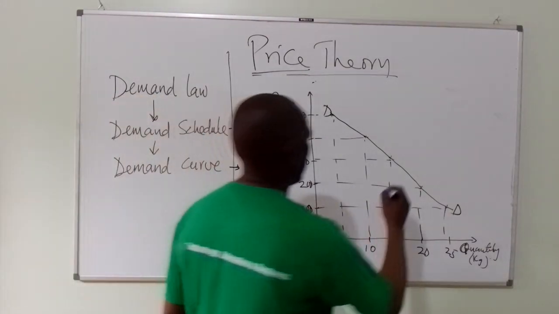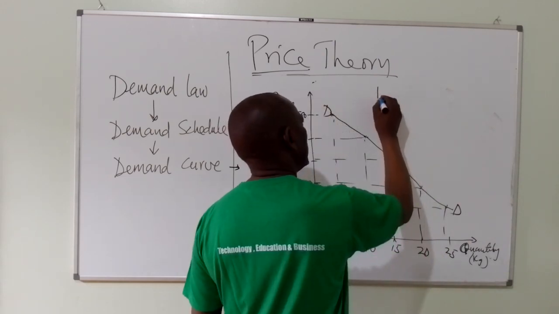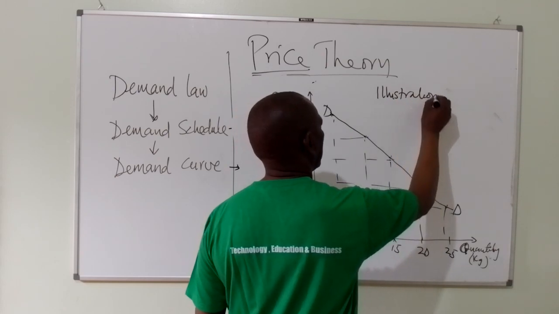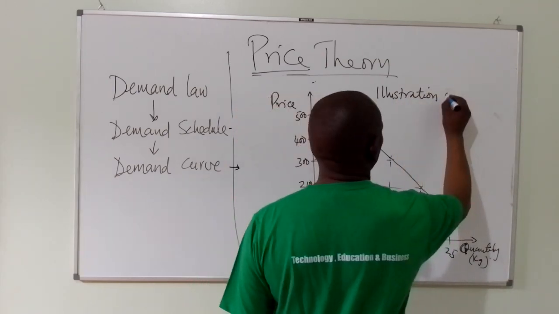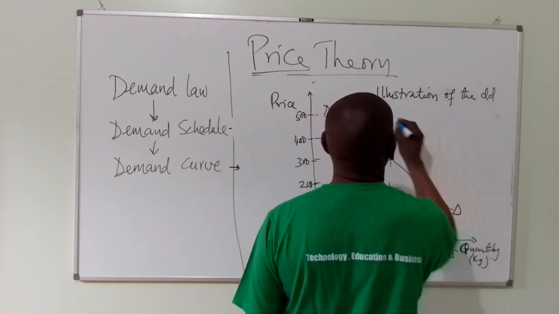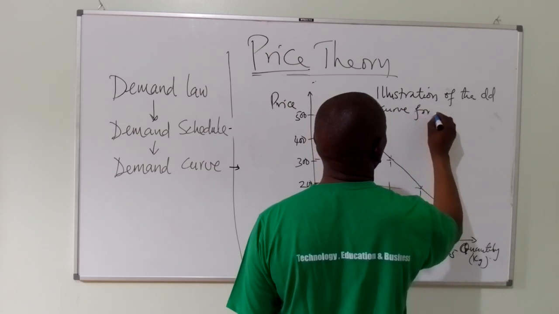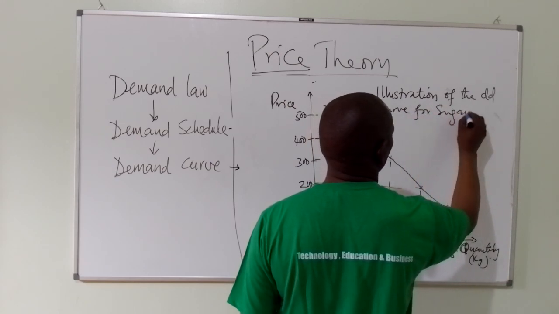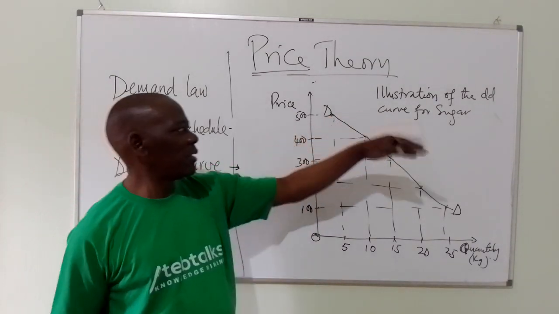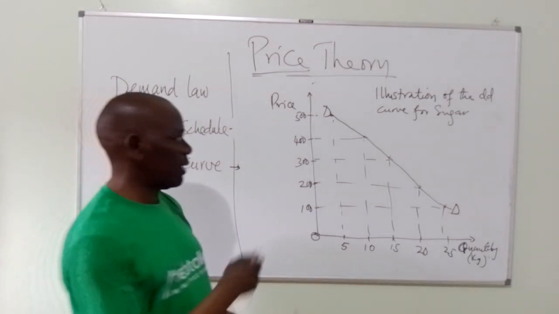And so you say this is a demand curve, an expression of the demand curve for sugar. That is the example we gave. Illustration of the demand curve for sugar. That is the diagram that we have drawn.